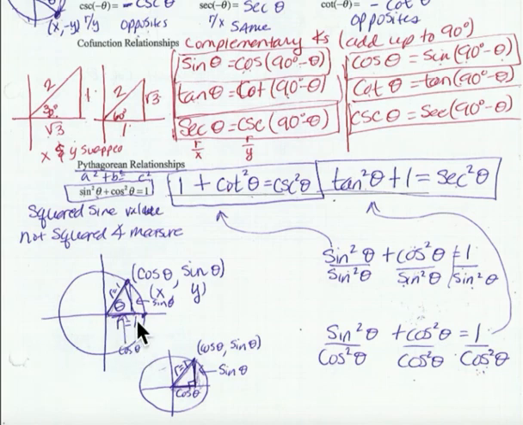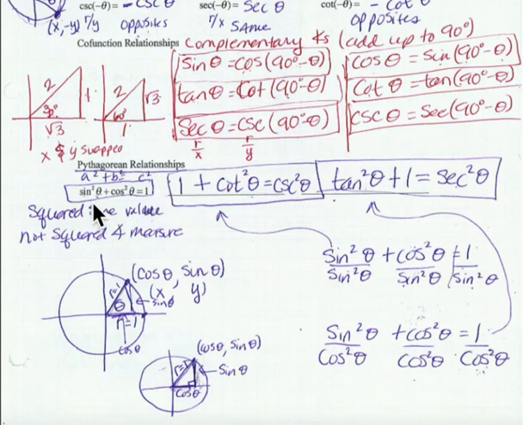So a squared plus b squared equals c squared means that this length, which is the same as x, which is cosine theta, and this value y is sine theta, so cosine theta squared plus sine theta squared equals 1 squared, which is 1. So that's how we came up with this identity. Sine squared plus cosine squared equals 1.